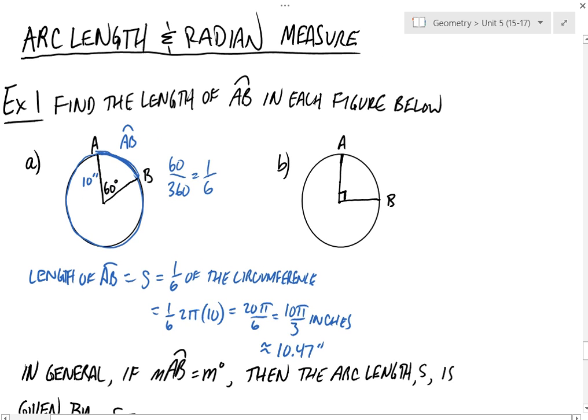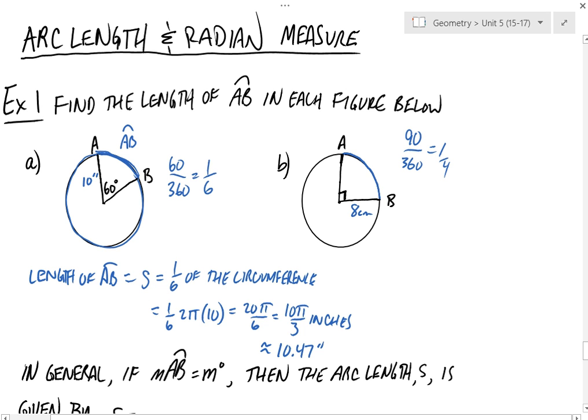Okay, now example B is the same idea. Let's put in a radius here, so we need to know the radius. Let's say that is 8 centimeters. And so if the radius is 8 centimeters, we want to know how many centimeters it is from point B to point A, or from point A to point B. And so again, we need to figure out what fraction of the whole circumference this arc is. Now we can see that since this is a 90 degree angle, that is 1/4 of the whole circle, because 90 over 360 is 1/4.